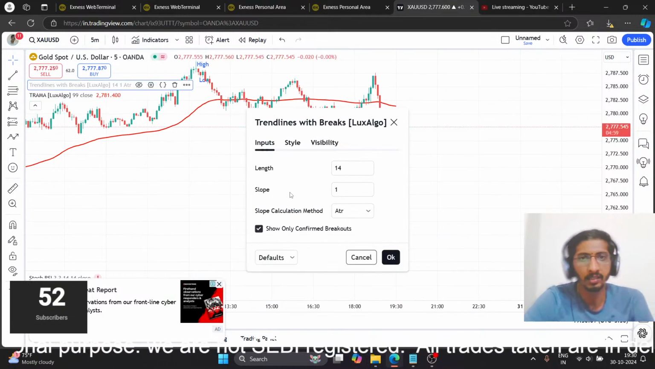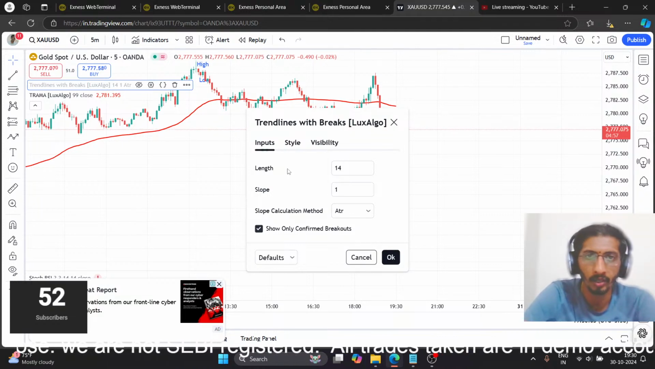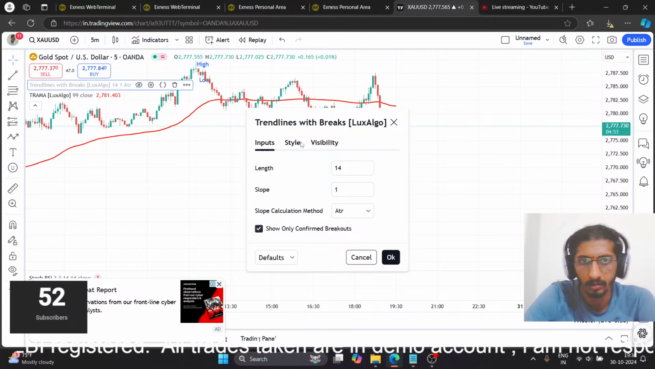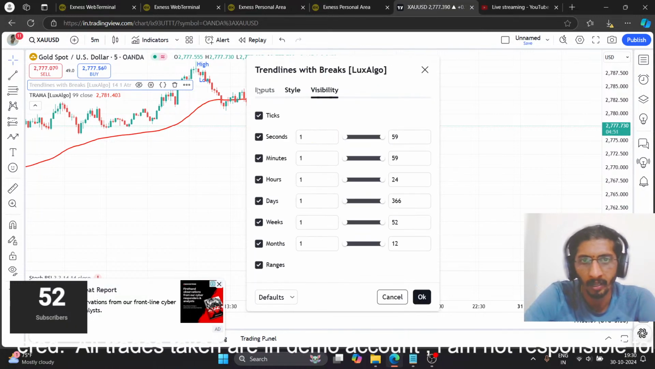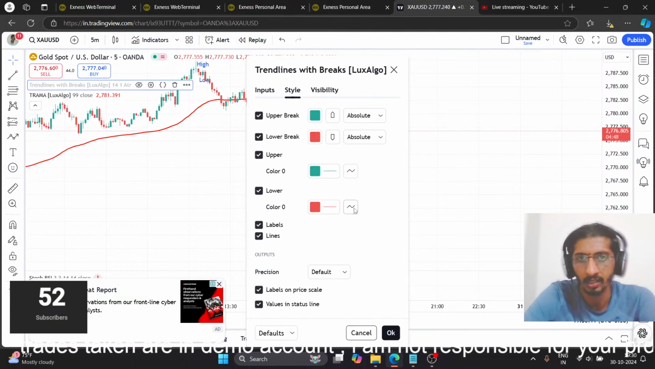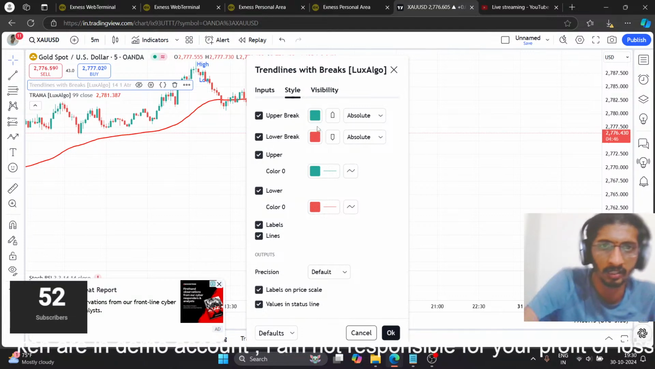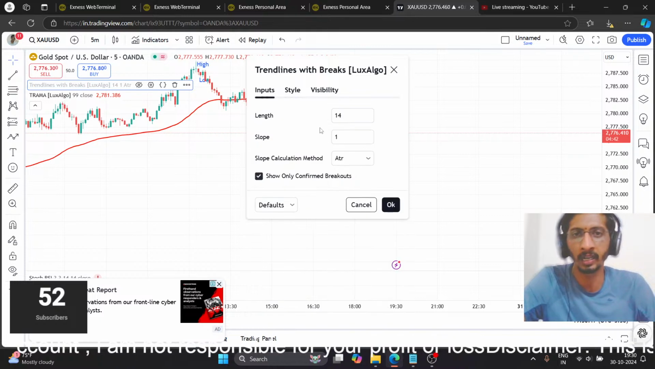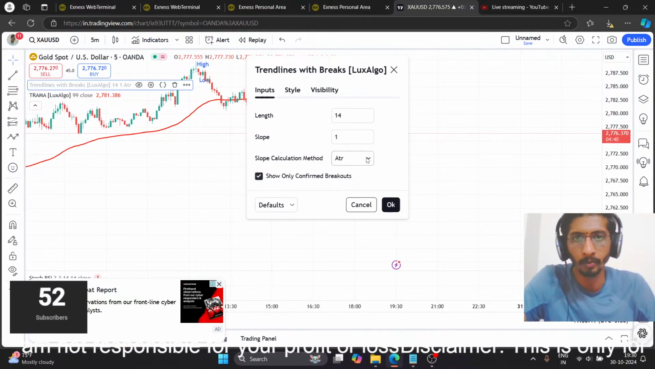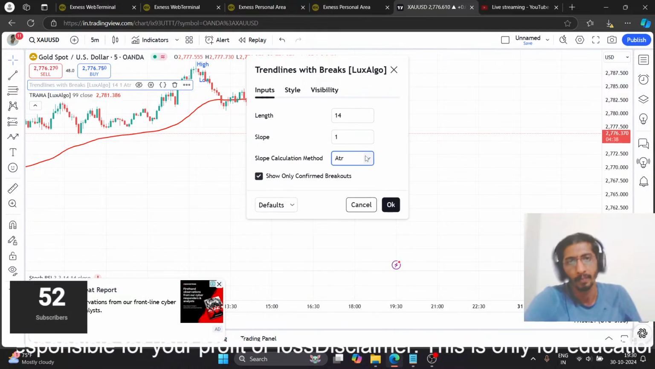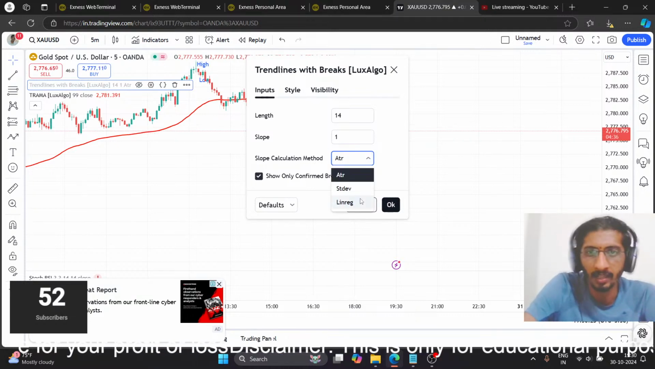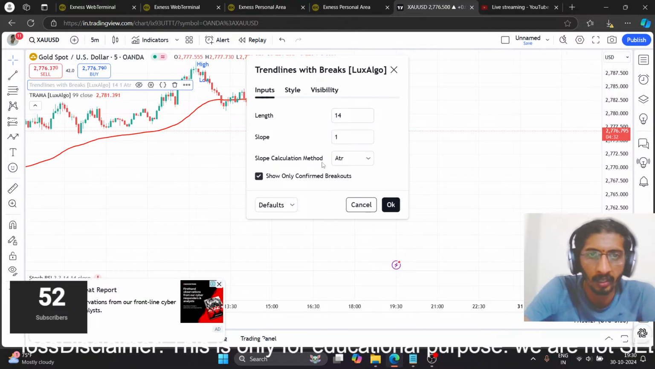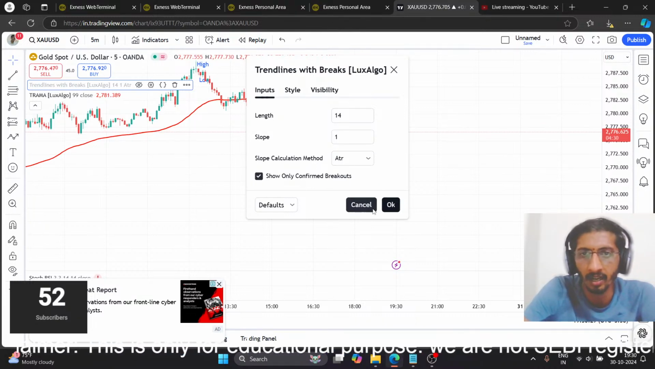you'll get a setting like this. Here you have to keep the length 14 and slope as 1. The remaining everything will be default. No need to change anything. If you need, you can change the color from green, red to some other color. That's all, but the inputs will be 14 and 1. The slope calculation method is ATR. These are the other two methods, standard deviation and linear regression, but you can keep the slope calculation method as ATR.